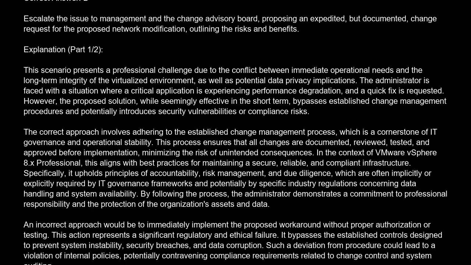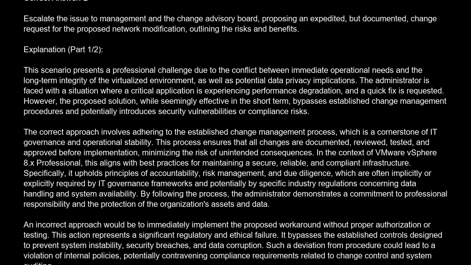The administrator is faced with a situation where a critical application is experiencing performance degradation, and a quick fix is requested. However, the proposed solution, while seemingly effective in the short term, bypasses established change management procedures and potentially introduces security vulnerabilities or compliance risks.